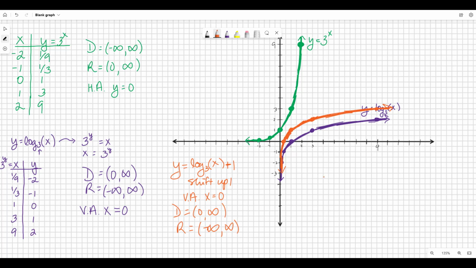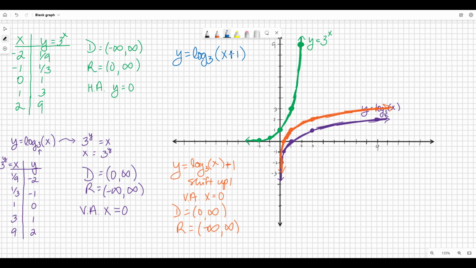Okay, at the risk of having maybe too much going on here, let's just do one more. Let's look at, maybe I'll make this, how about blue? So let's look at a log graph that's shifted left or right. So how about y equals log base 3 of (x plus 1).